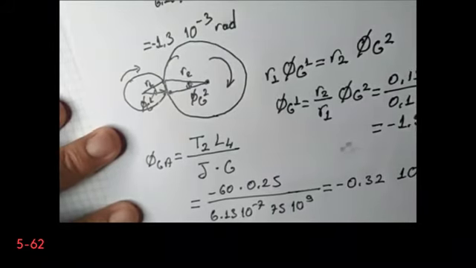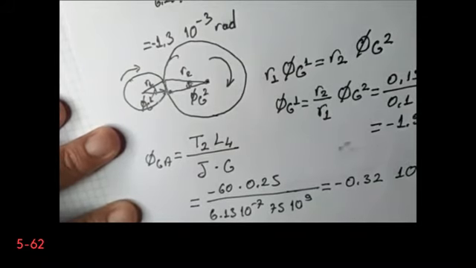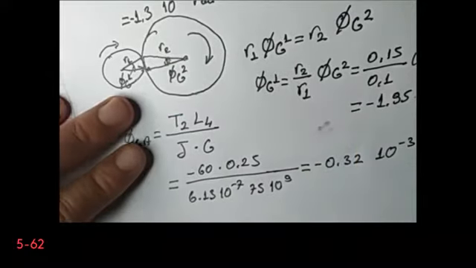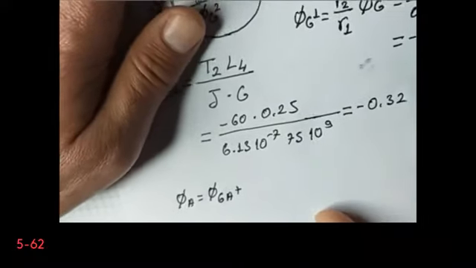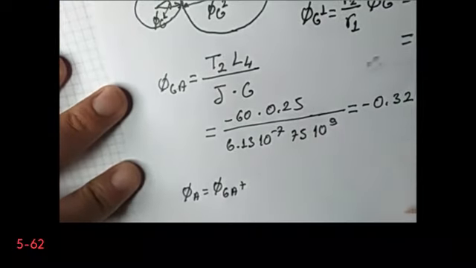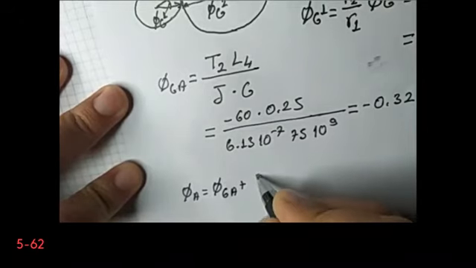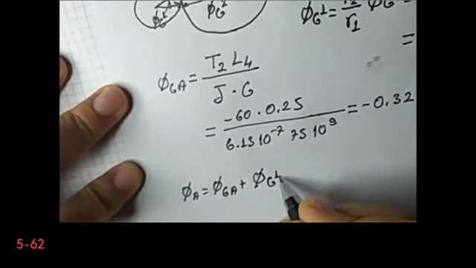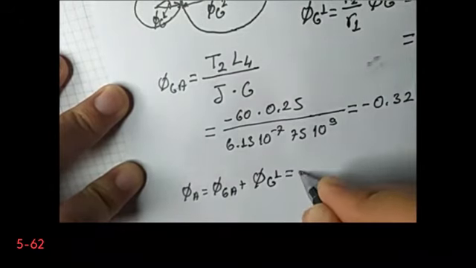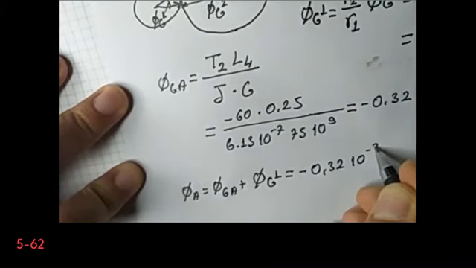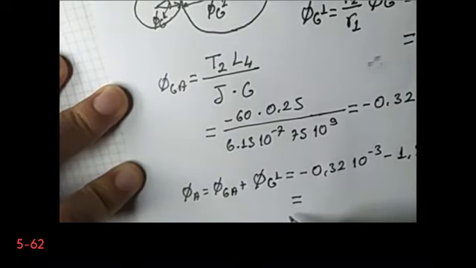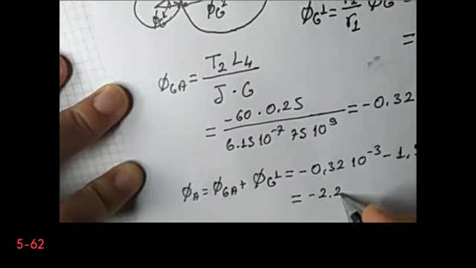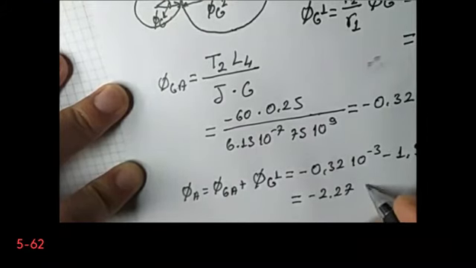In fact, the total angle of twist of point A is equal to the angle of twist of A with respect to the gear, plus the angle of twist of gear 1, which is minus 0.32, 10 to the power minus 3, minus 1.95, 10 to the power minus 3, which makes minus 2.27, 10 to the power minus 3 radians.